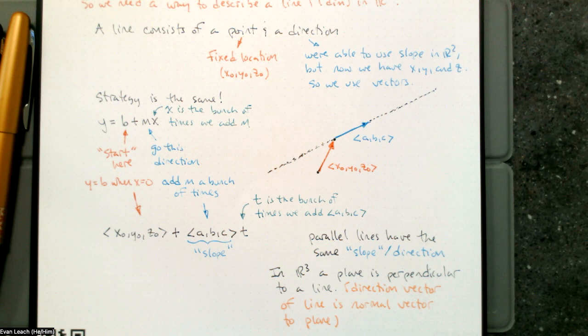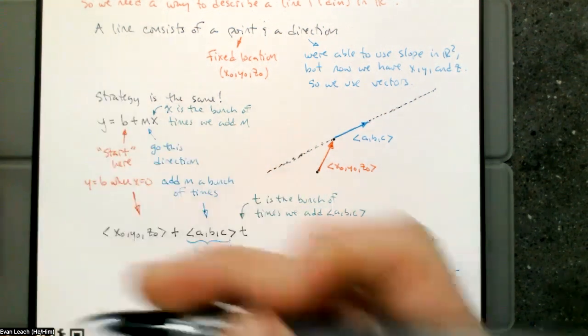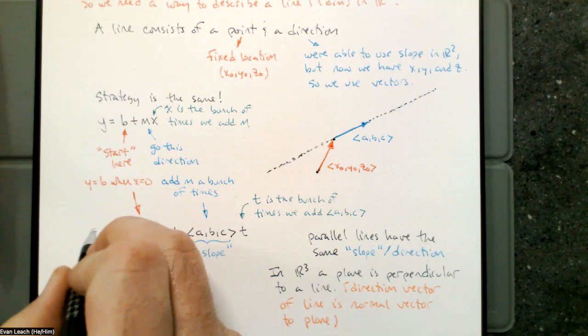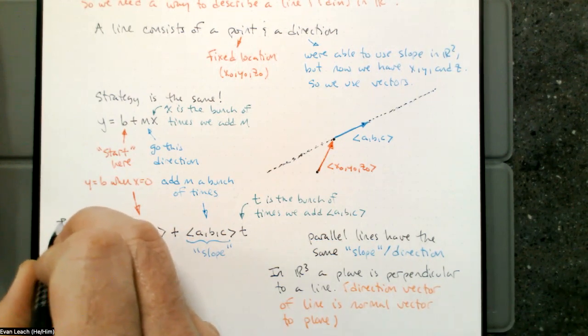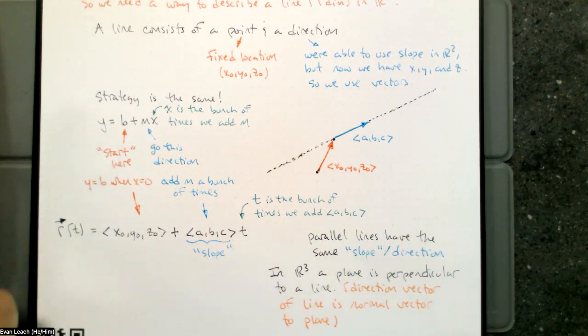So here is a vector form of describing a line. So here we have a parametric vector form of a line.